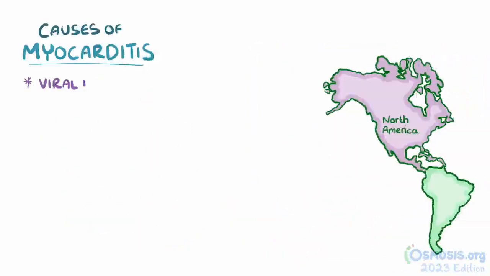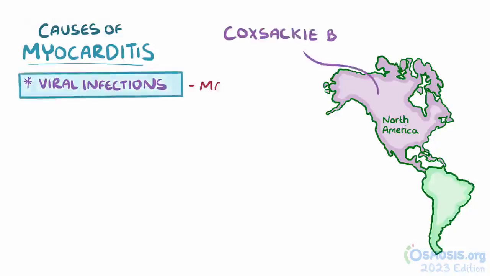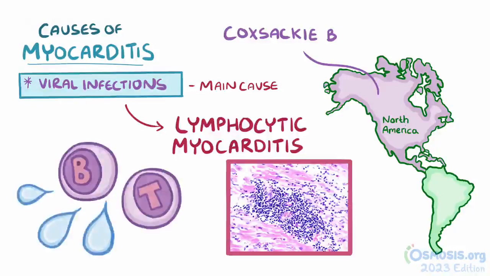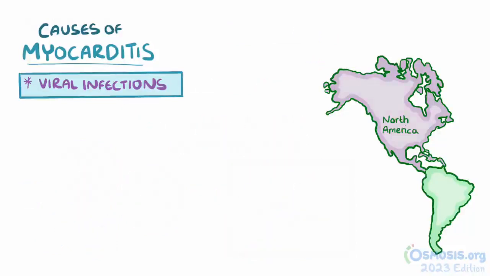In North America, viral infections, specifically Coxsackie virus B infections, are the main cause of myocarditis. Viral infections can trigger lymphocytic myocarditis, which is when lymphocytes, the B and T cells of the immune system, make their way into the interstitial space, the space between heart muscle cells. There are plenty of other infectious causes as well, though.